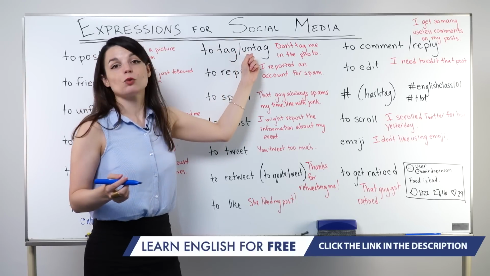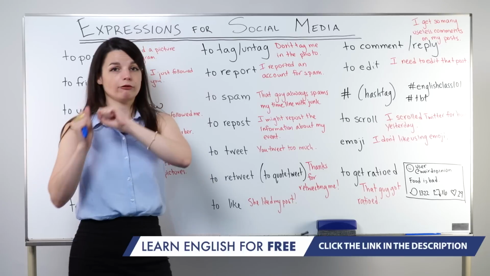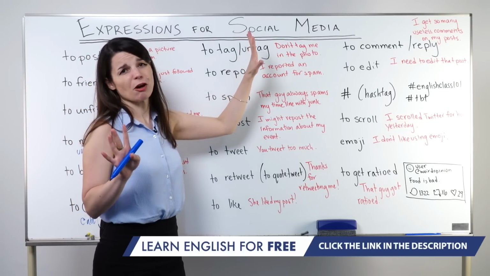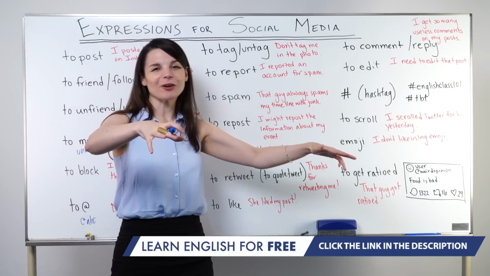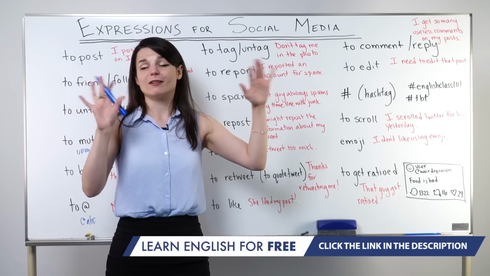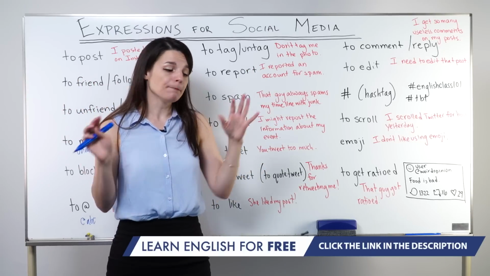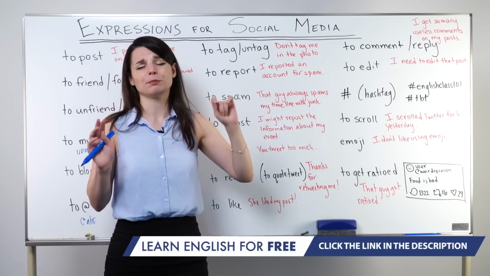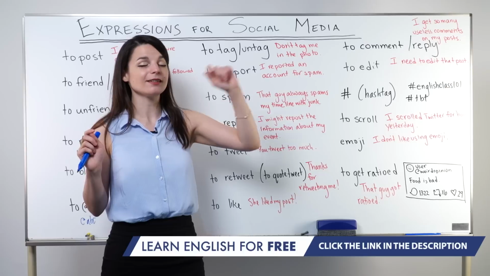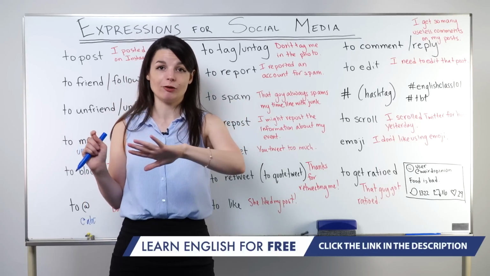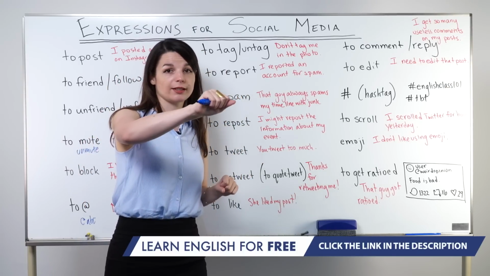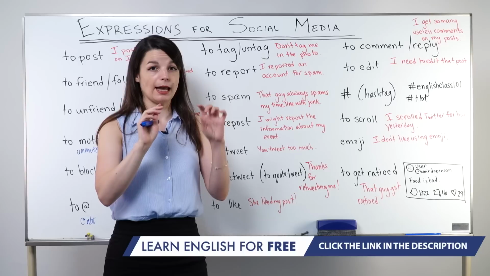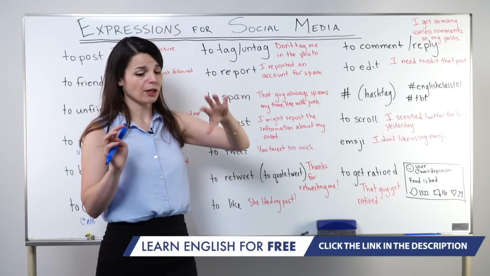The opposite is to untag. That means to remove a tag from a photo. So in an example sentence, don't tag me in the photo. So maybe there's an embarrassing photo of you, or for some reason you don't want to be included in the information of the photo, you can say, don't tag me in the photo, or I untagged, in past tense, I untagged myself from the photo. So to tag is to include yourself in a post or in a photo or something, or to include another person, and to untag means to remove yourself.